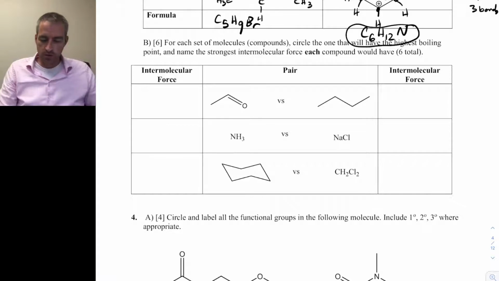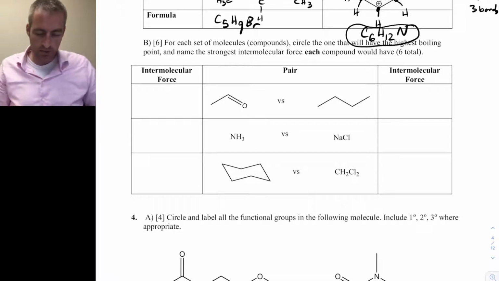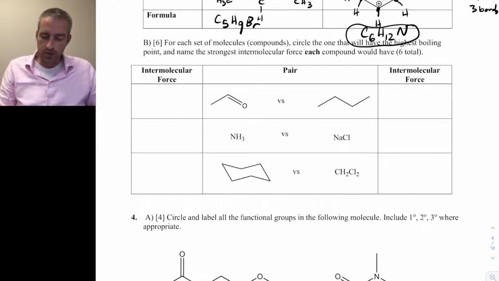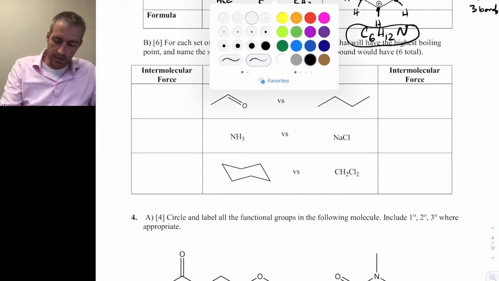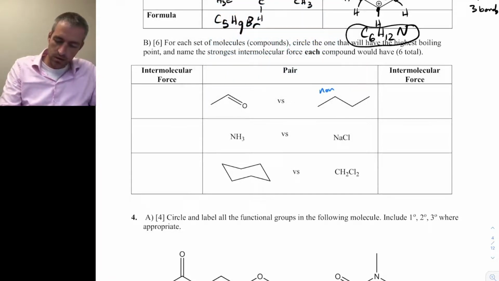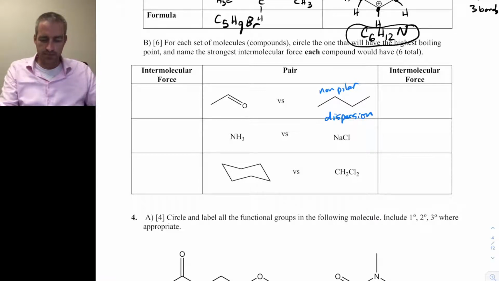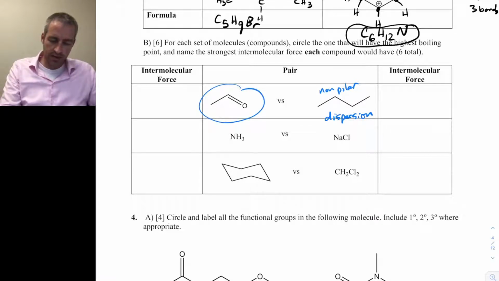For each set of molecules, circle the one with a higher boiling point. Name the strongest intermolecular force each will have. So this one is nonpolar. Let me get my blue back. Nonpolar. So all this would have is dispersion. Small molecule, so dispersion forces will be weak. This one has a quite polar carbonyl group. That gives it dipole-dipole.